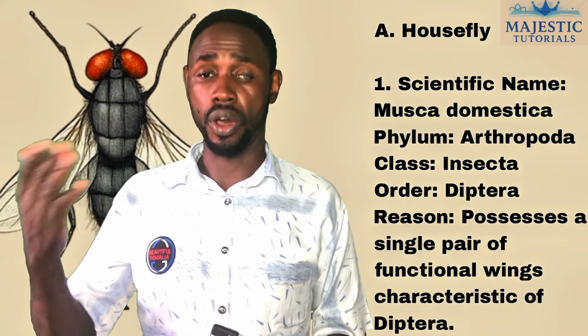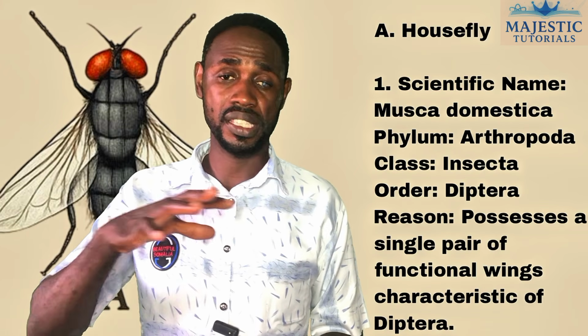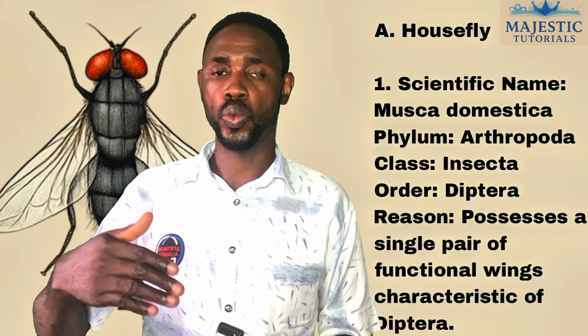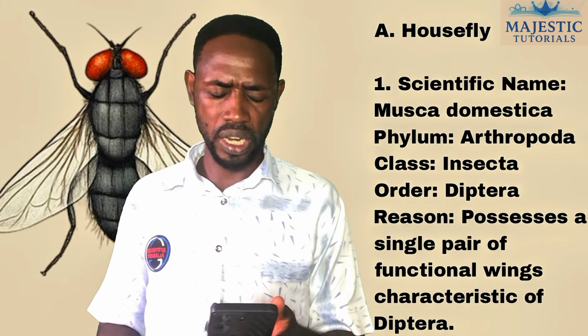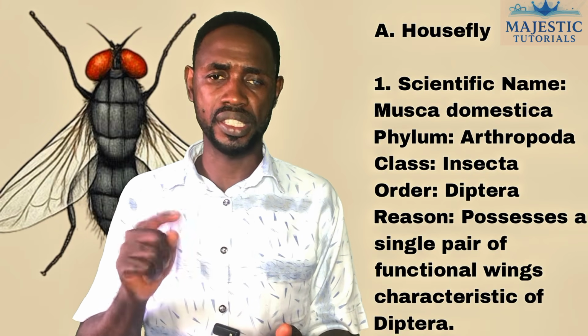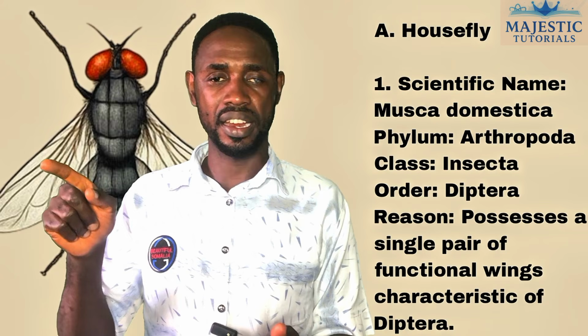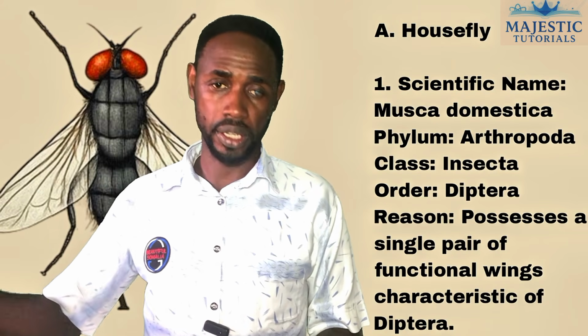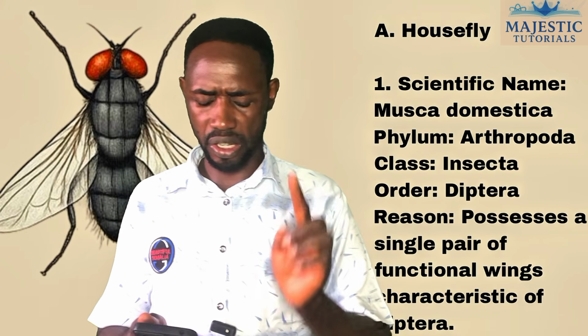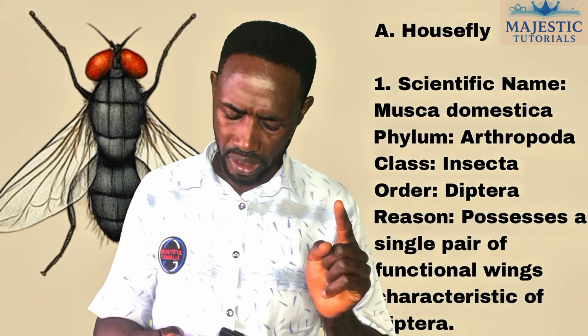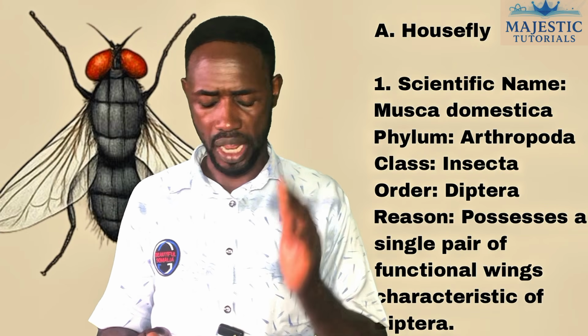Remember, pterygota are the group of insects that have wings. Those wingless insects are called apterygota. So this one that has wings now, the ptery here, pter stands for wing. So Diptera is the order, because it possesses a single pair of functional wings, which is the characteristic of Diptera.